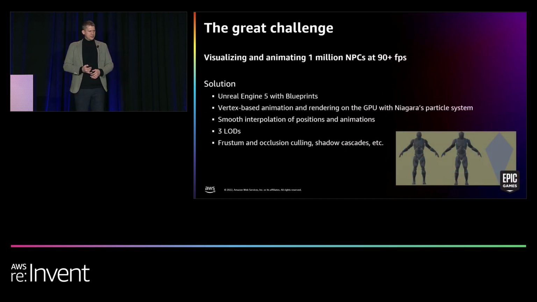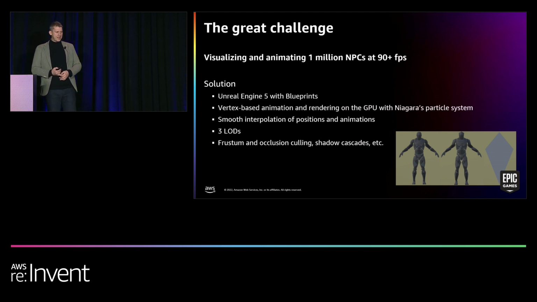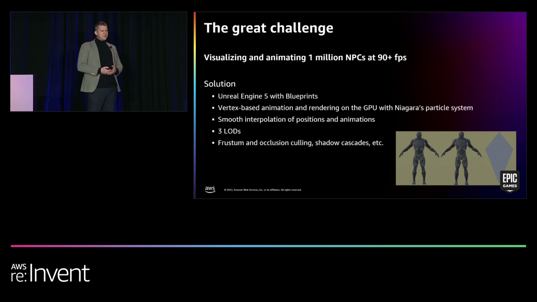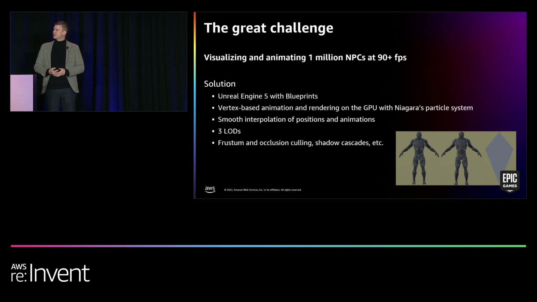So next we started working on the visualization and animation of 1 million NPCs with the help of Epic Games. We used the Unreal 5 engine with blueprints, and we added vertex-based animation and rendering on the GPU by the usage of their new Niagara particle system, which was surprisingly fast. We added some smooth interpolations of positions and animations.